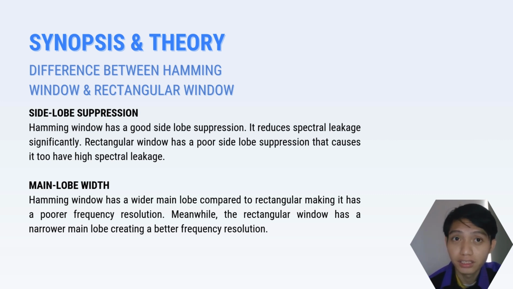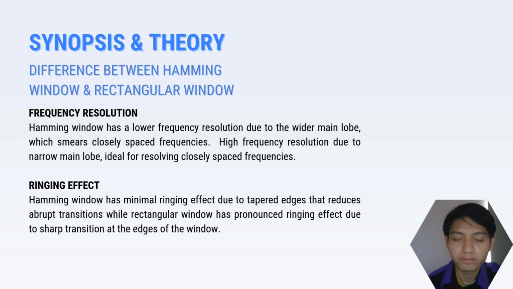Next, we have main lobe width. Hamming window has a wider main lobe compared to rectangular, making it has a poorer frequency resolution. Meanwhile, the rectangular window has a narrower main lobe, creating a better frequency resolution. Talking about frequency resolution, Hamming window has a lower frequency resolution due to wider main lobe, which blurs closely spaced frequencies. Rectangular window has high frequency resolution due to narrow main lobe, which is ideal for resolving closely spaced frequencies.